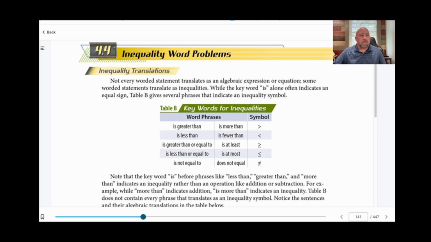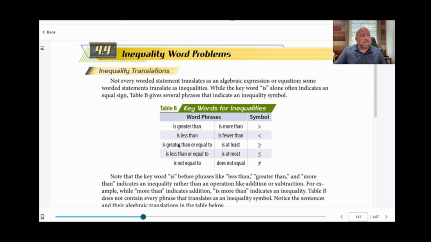One of the key things we need to know is some of our vocabulary, some definitions. When you see words like "is greater than," obviously that would get a greater than sign. But the same thing could be said if we see the words "is more than." So "is greater than" and "is more than" use the greater than sign. Then we would have "is less than," and sometimes it might say something like "is fewer than." So less and fewer are the same, greater and more are the same.